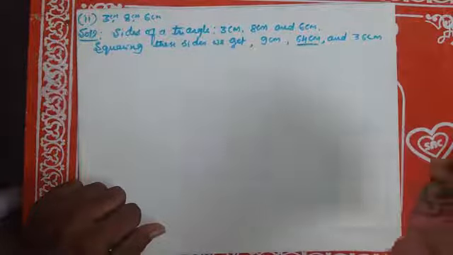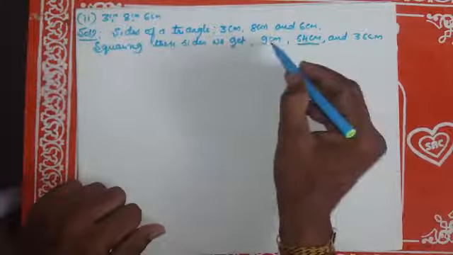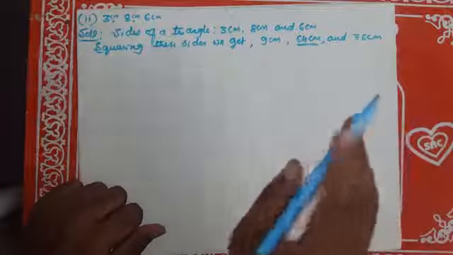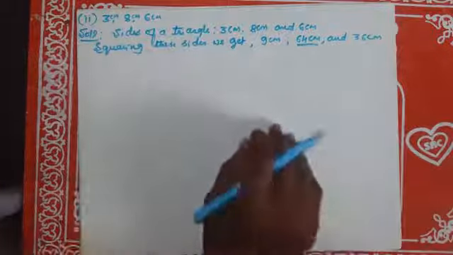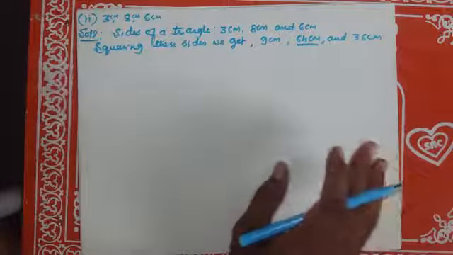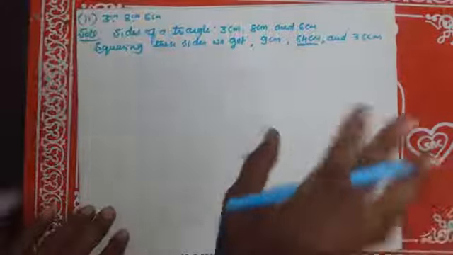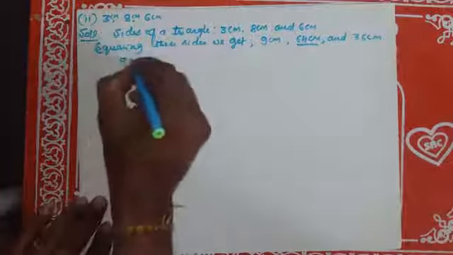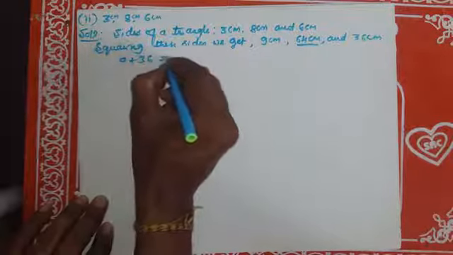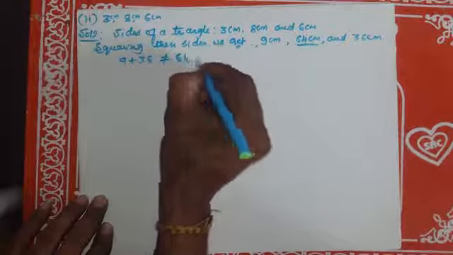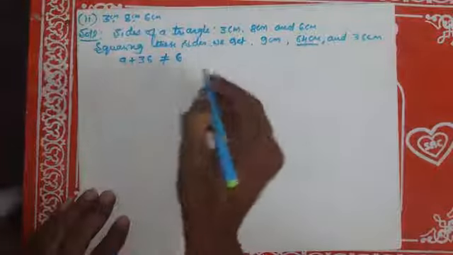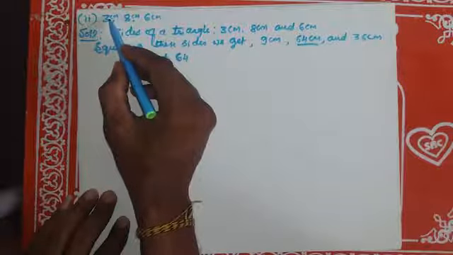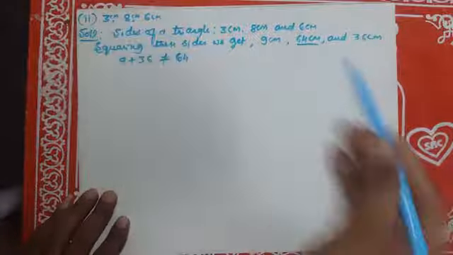64 centimeter. See, if we add these other two, we will not get 64. So this is not a Pythagorean triplet. Hence, these are not the sides of a right angle triangle. That is the answer. See here, 9 plus 36 is not equal to 64. That is, 3 square plus 6 square is not equal to 8 square.